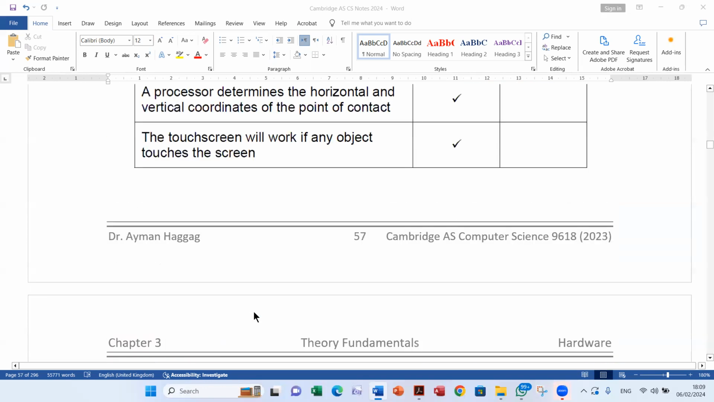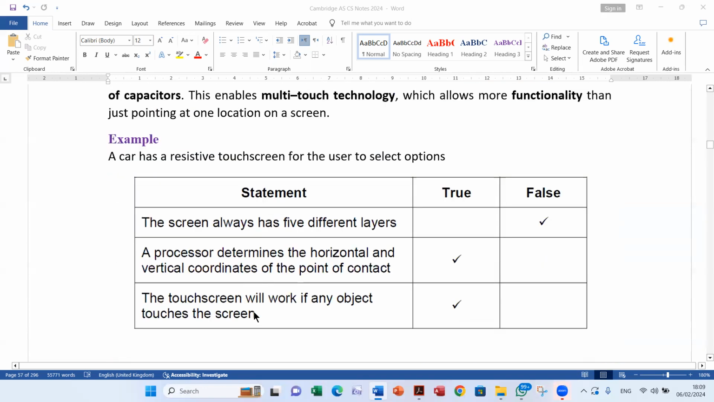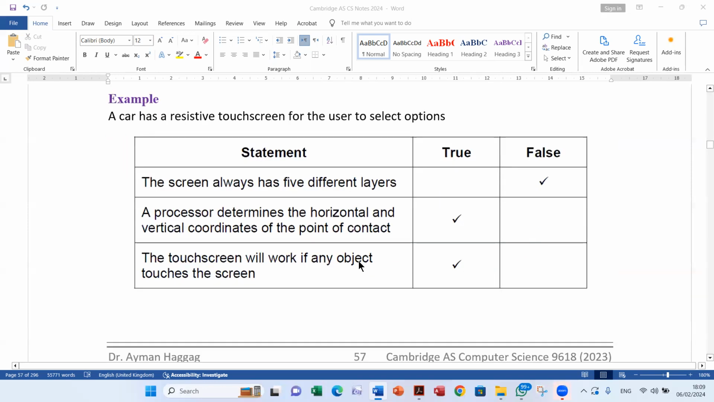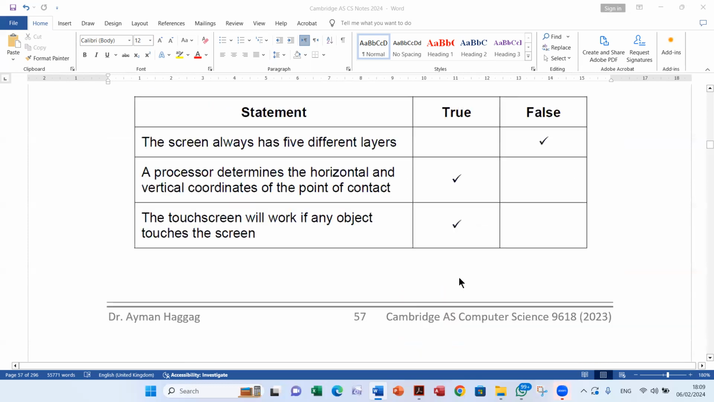Let us read this example. A car has a resistive touch screen for the driver to select options. The screen always has 5 different layers. This is false. A processor determines the horizontal and vertical coordinates of the point of contact. This is true. The touch screen will work if any object touches the screen. This is true. Okay.